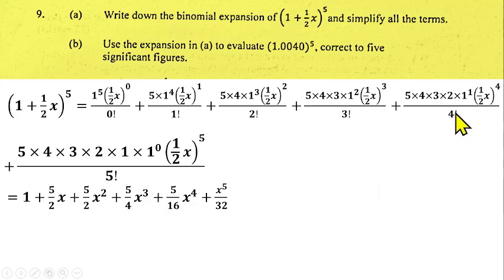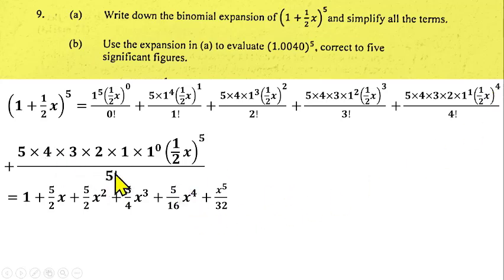Then also here you have 4 factorial, which is 24. So 4 factorial will take care of 4 times 3 times 2. So to cancel this, we have 5 left. Then 1 over 2 raised to power 4 gives us 1 over 16. So we have 5 over 16 x raised to power 4, which is this.